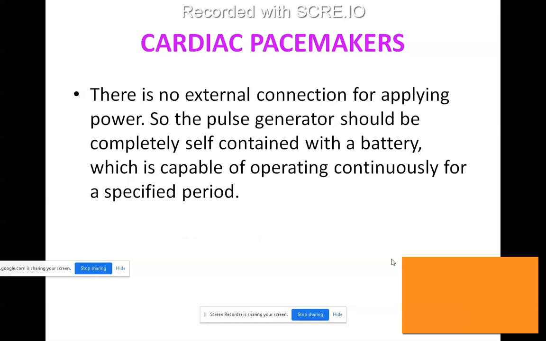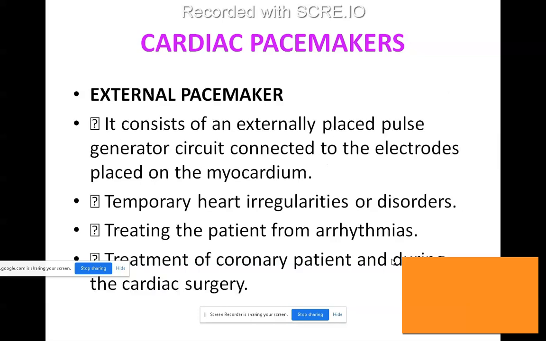Here you will not have any external connection for power. You will be using a self-contained battery, so you will not be externally connected to power. Only internally it will be operated using the battery for a specific period. So you have to change your battery frequently and go for checkups frequently, in a particular time period.